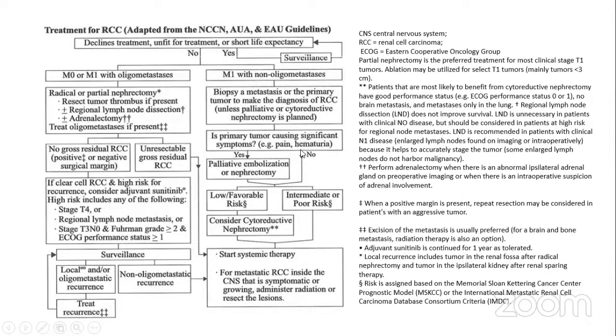If no, it is not causing any symptoms, we will check whether it is low or favorable risk, and consider cytoreductive nephrectomy. If intermediate or poor risk, we will do systemic therapy and check the brain for another option. This is a key for each table or box in this guideline.